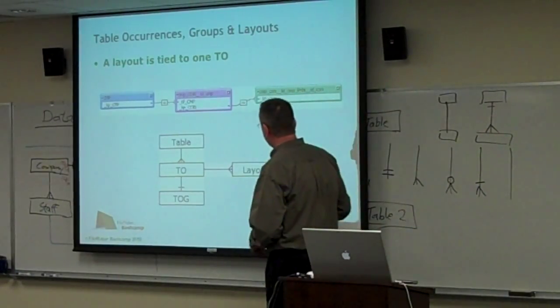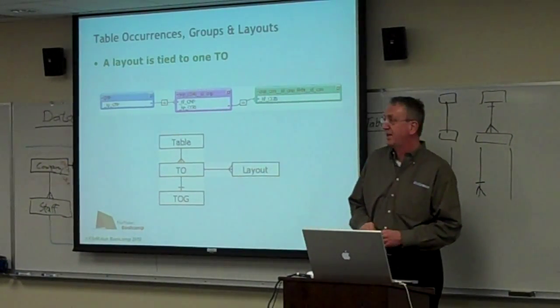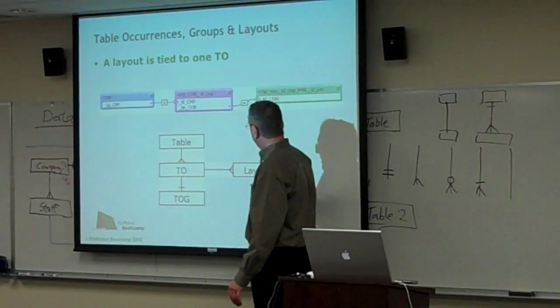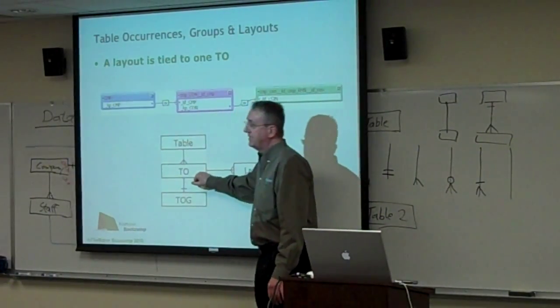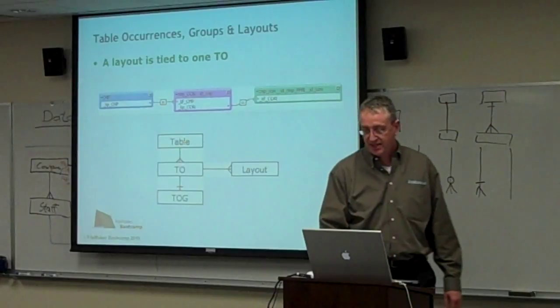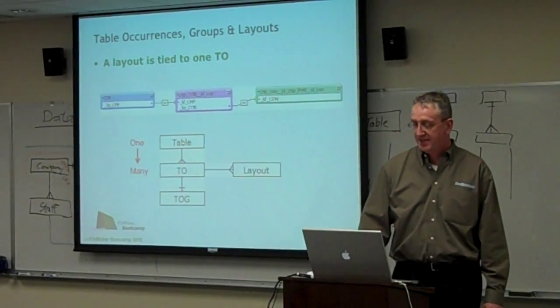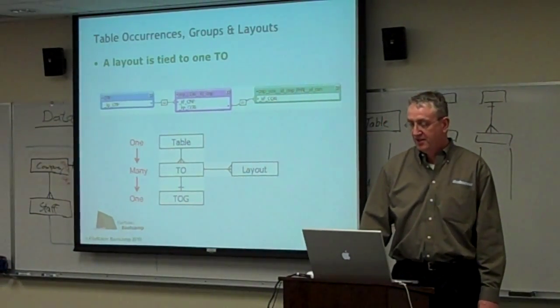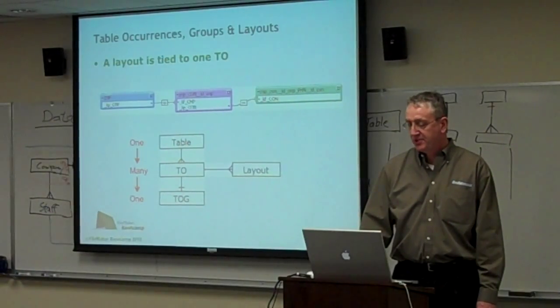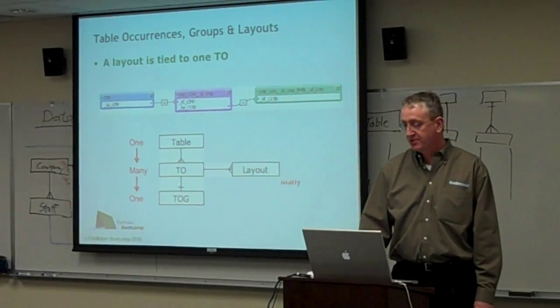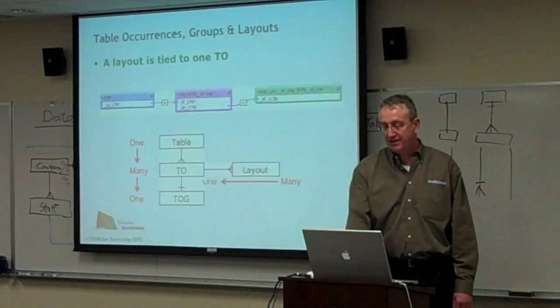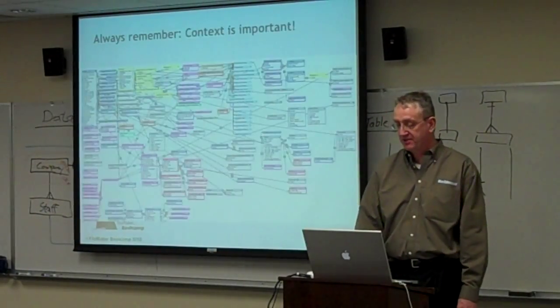The big important thing, the hardest thing to get through my head when 7 came out, is that each layout is tied to one table occurrence, not a table. One table has many table occurrences, and each table occurrence has one table occurrence group, and there may be many layouts tied to one table occurrence.